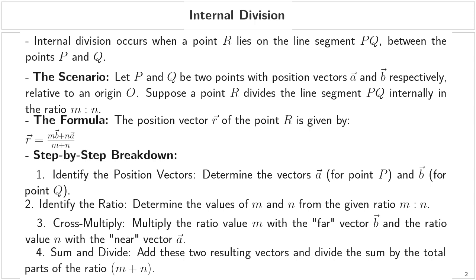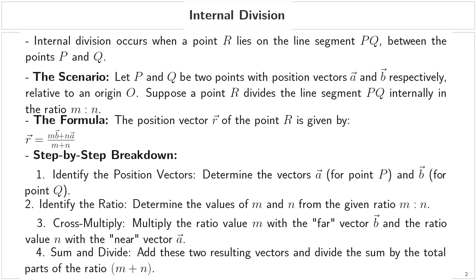First, identify the position vectors. You need to clearly determine which vector is A, representing point P, and which is B, representing point Q. Second, identify the ratio. Look at the given ratio and pull out your values for m and n. Third, perform the cross multiplication. This is a crucial step to avoid mistakes.